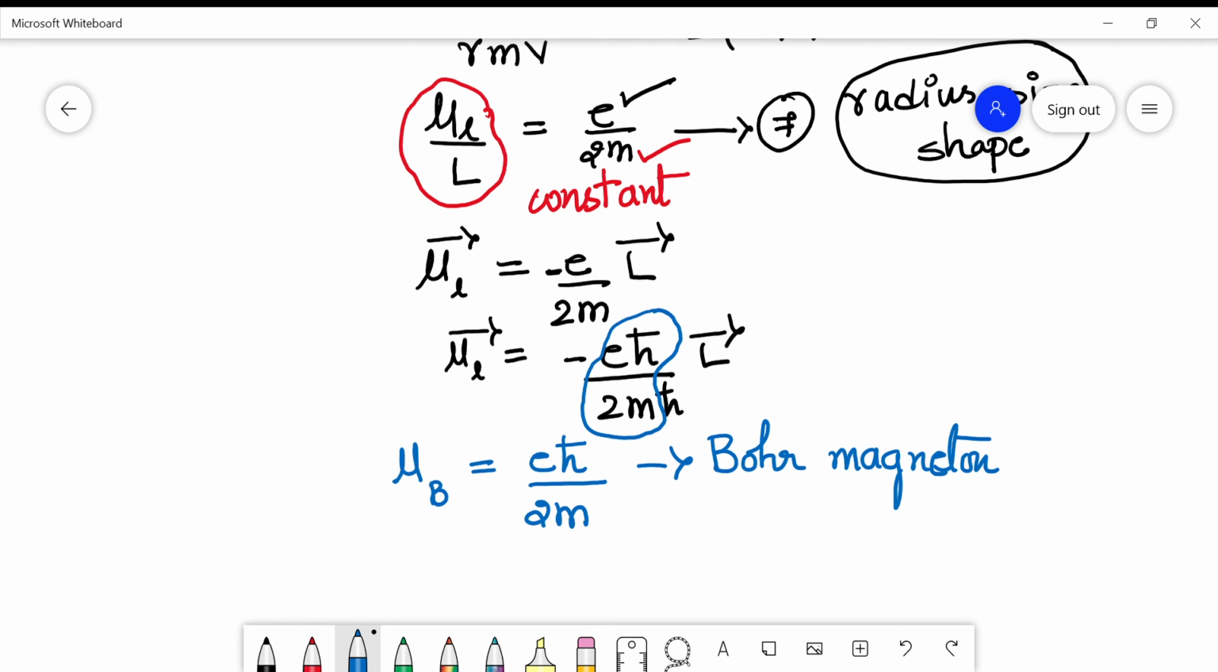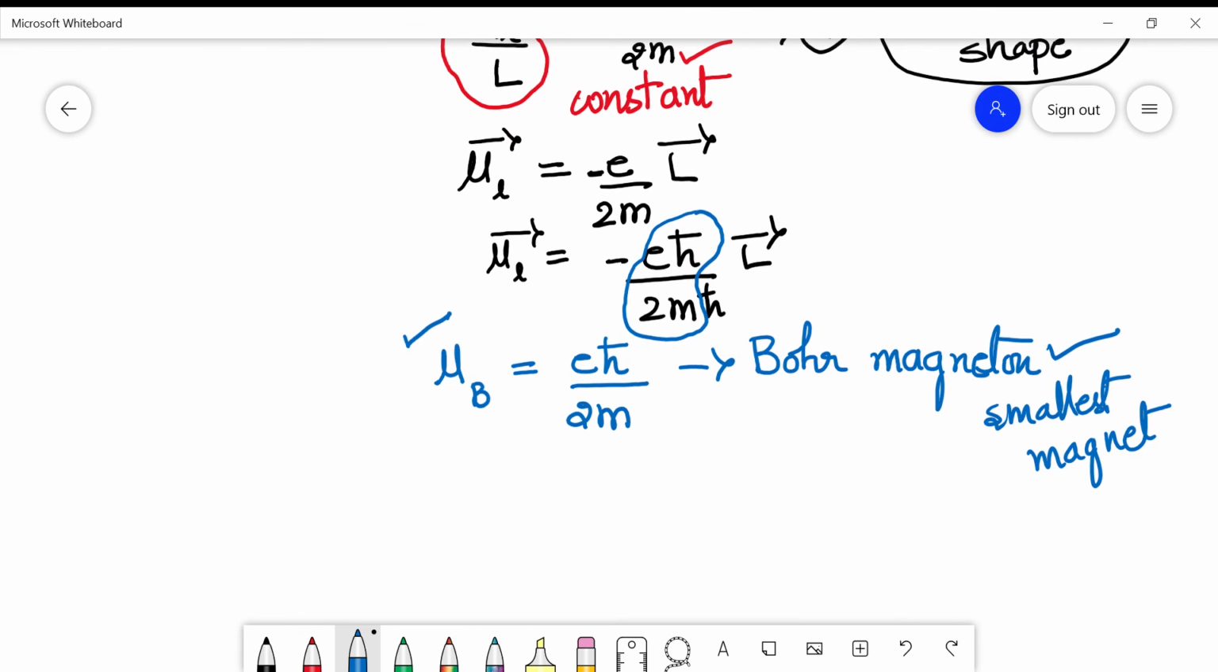What is the Bohr magneton? The Bohr magneton is the magnetic moment of the smallest magnet possible, the smallest magnet in nature. Which is the smallest magnet in nature? The smallest magnet in nature is an electron revolving round the nucleus in the smallest orbit. Its magnetic moment is given by mu B, which is E H cross divided by 2m.